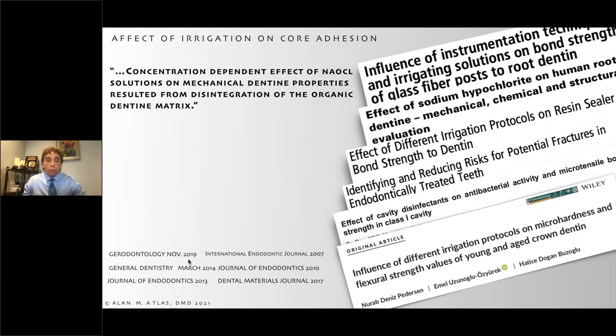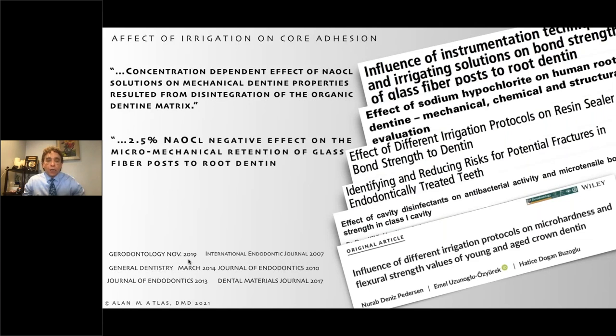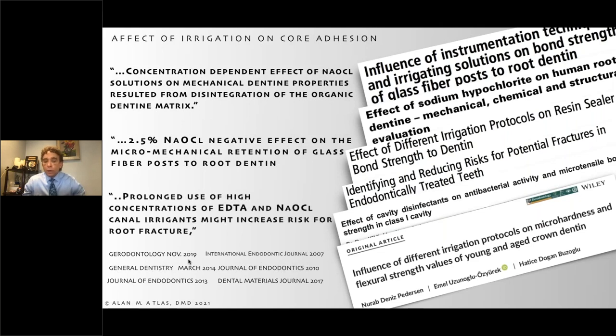And this is a problem, and I believe this is contributory to the failure of endodontically treated teeth. In fact, if you use 2.5% sodium hypochlorite, according to the evidence, there is a negative effect on the micromechanical retention of the glass fiber post to dentin. Now, EDTA removes the smear layer. No doubt that's good for bonding. But in combination with sodium hypochlorite, according to the evidence, prolonged use in high concentration will or may increase the risk of root fracture.